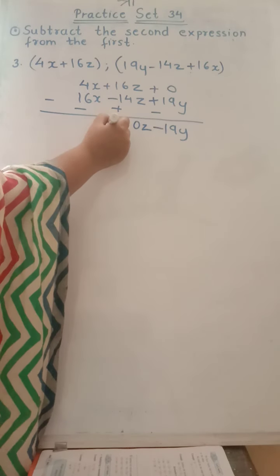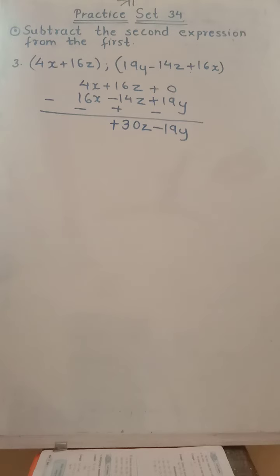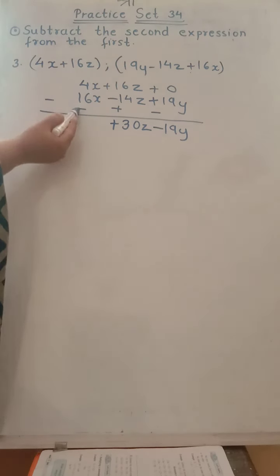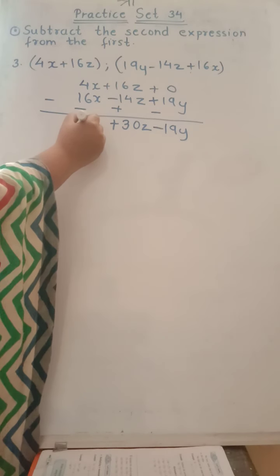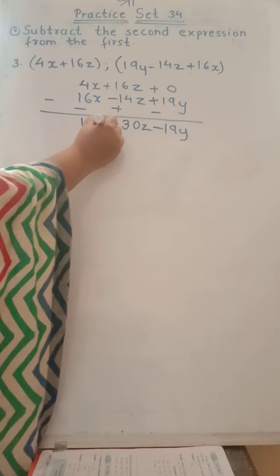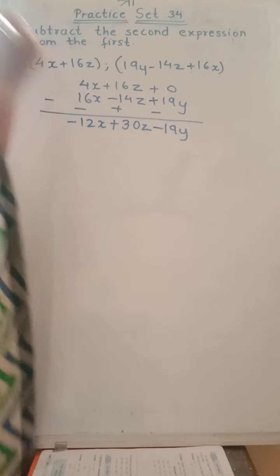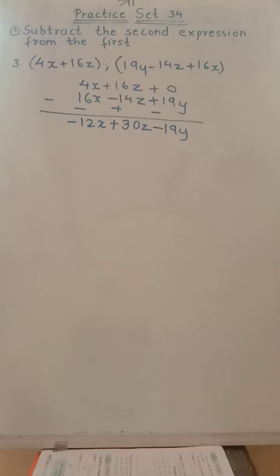Plus plus will give us plus. Now 4 is positive and 16 is negative. Plus minus will become minus. So 16 minus 4 is 12x, and the greater number's sign is minus. So our answer is minus 12x plus 30z minus 19y.